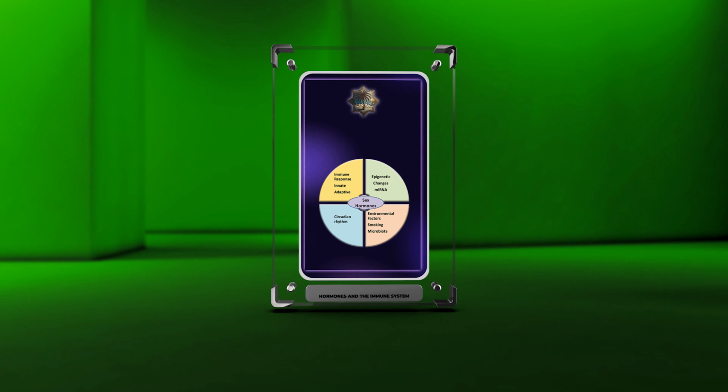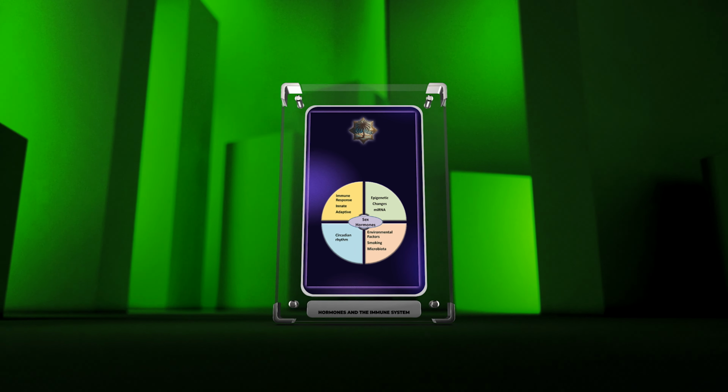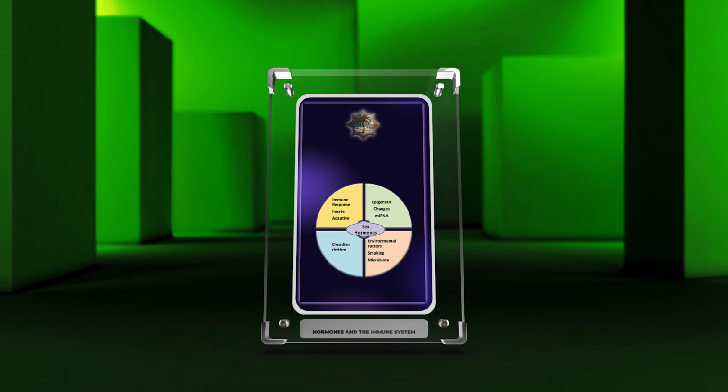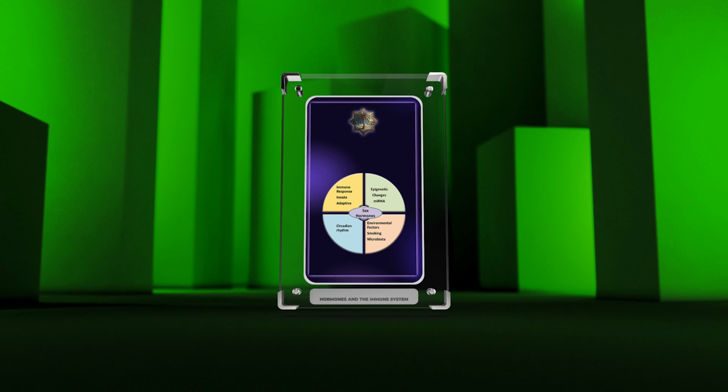Introduction. Welcome, medical students, to today's lesson on the intricate relationship between endocrinology and the immune system. Endocrinology is the branch of medicine that focuses on the endocrine glands and the hormones they produce, while the immune system is responsible for defending our bodies against pathogens and maintaining homeostasis.